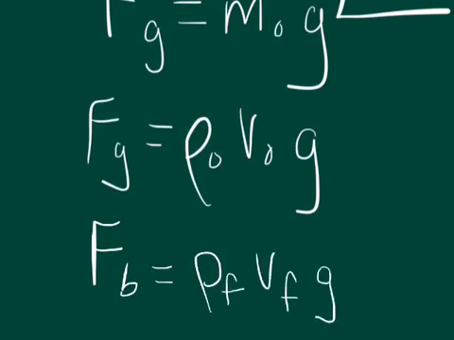But what is the difference in these two formulas? What does the F stand for? Fluid. Yeah, so the density of the fluid times the volume of the fluid displaced, times g. The density of the object times the volume of the object times g. They're different. The subscripts are very important here, and they're not final and initial. It's object and fluid.